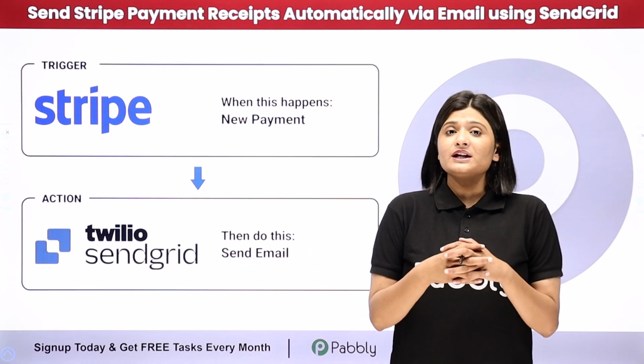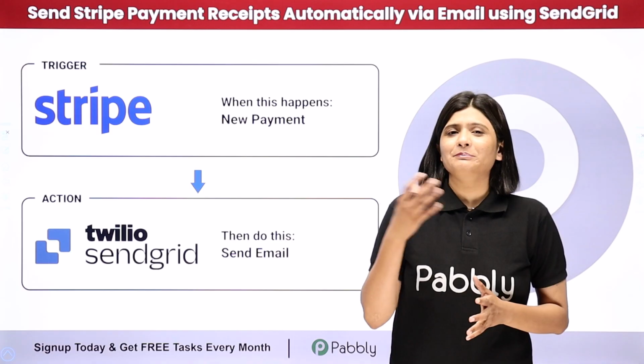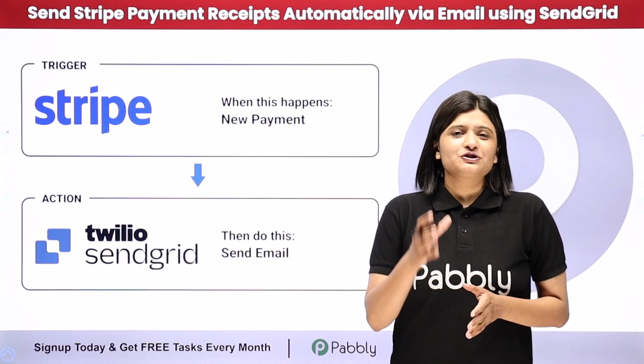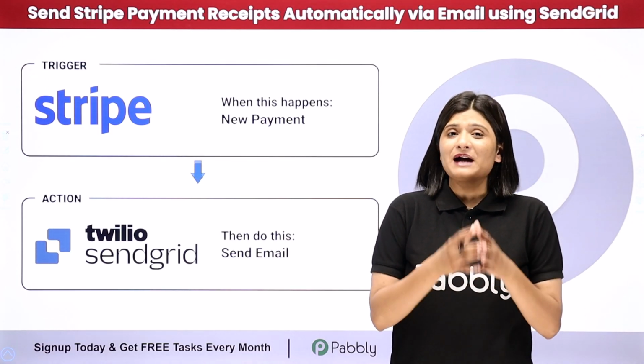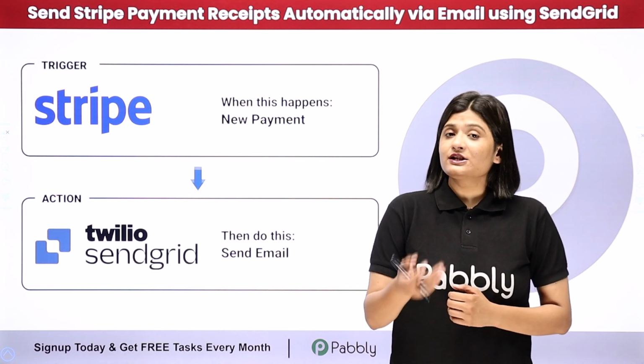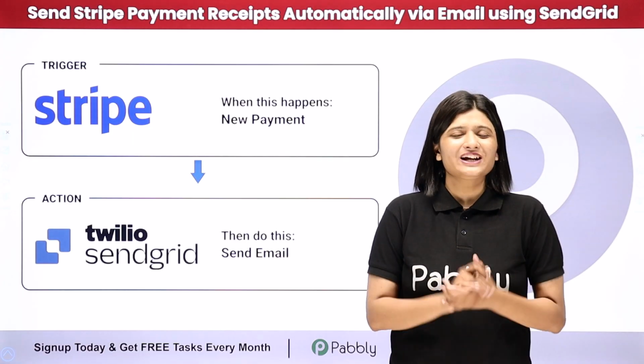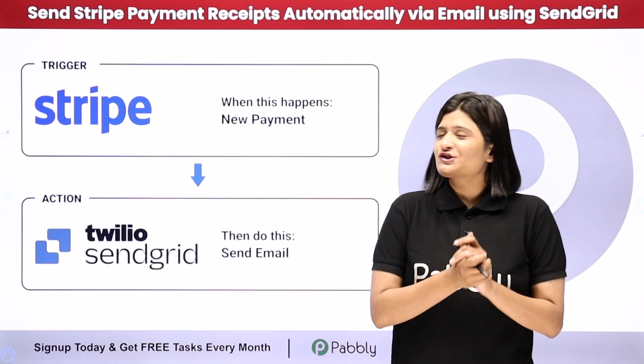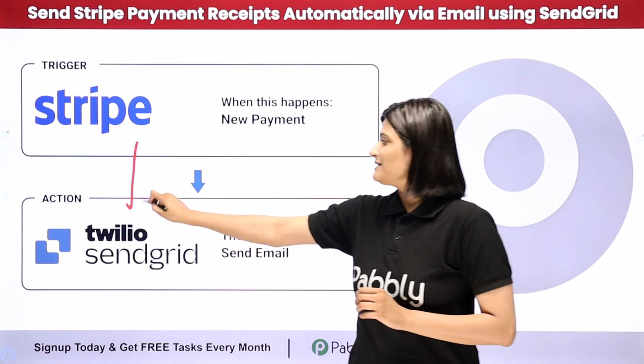Now doing this manually will consume a lot of my time, so I've completely automated this process, and to do this automation, I'm going to use Pabbly Connect. So Pabbly Connect is an amazing automation and integration software which requires no coding or programming skills. Here I just need to build a connection between Stripe and SendGrid.